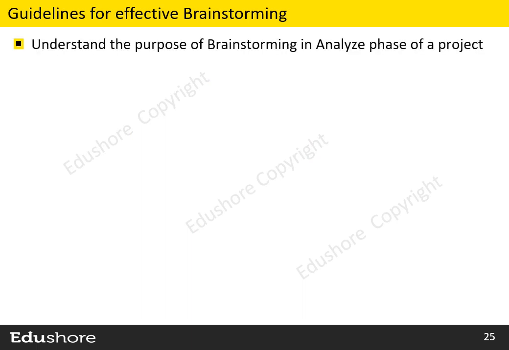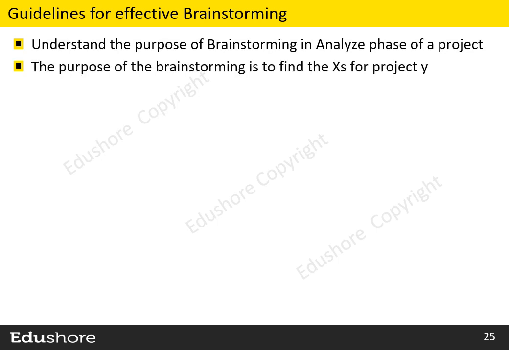Let us look at the guidelines for effective brainstorming. The first and the foremost, we need to be very clear on the purpose of the brainstorming in Analyze phase of a Lean Six Sigma project. The purpose of brainstorming is to find the root causes for the given project Y.